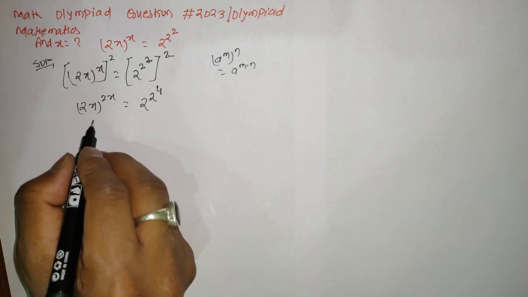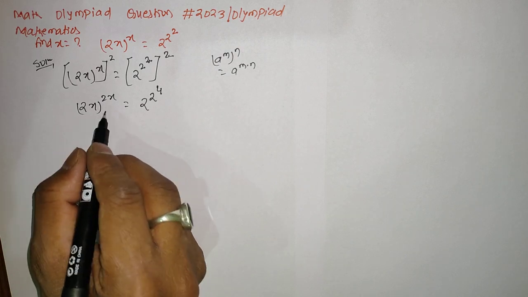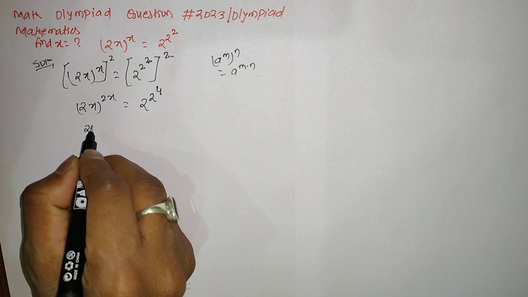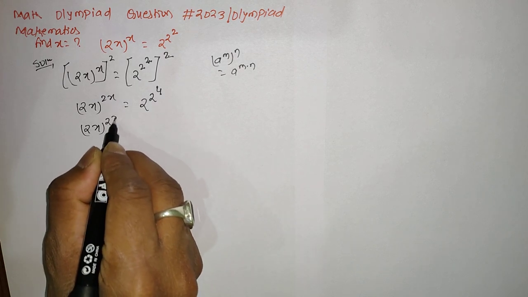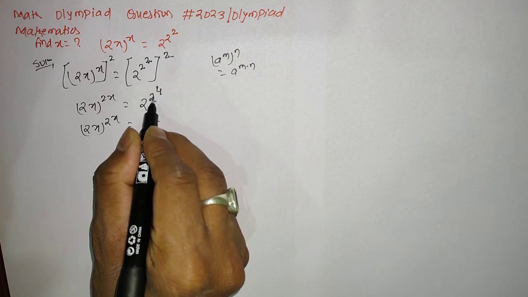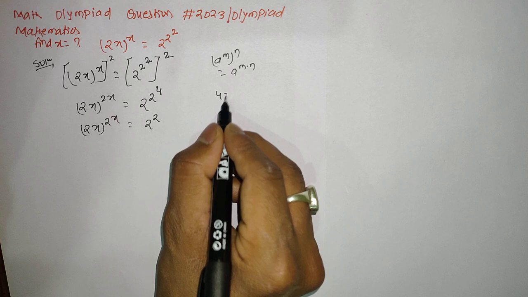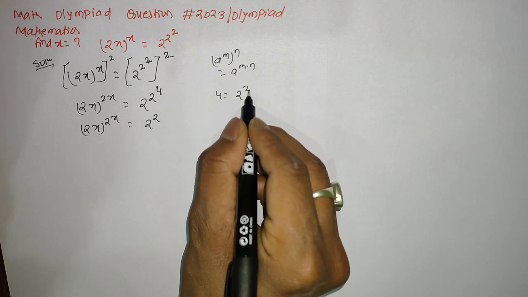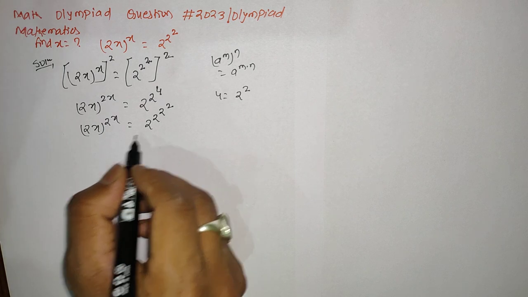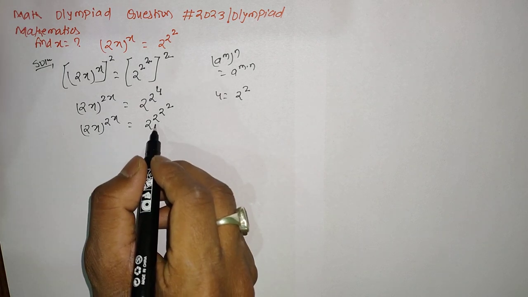Here we can see that the left hand side and right hand side are not in the same form. To make the same form, we can manipulate this 4, that is we can write it as 2 power 2, since 4 is itself the square of 2. So we can write this one as 2 power 2. Then you can see that the left hand side and right hand side are in the same form.